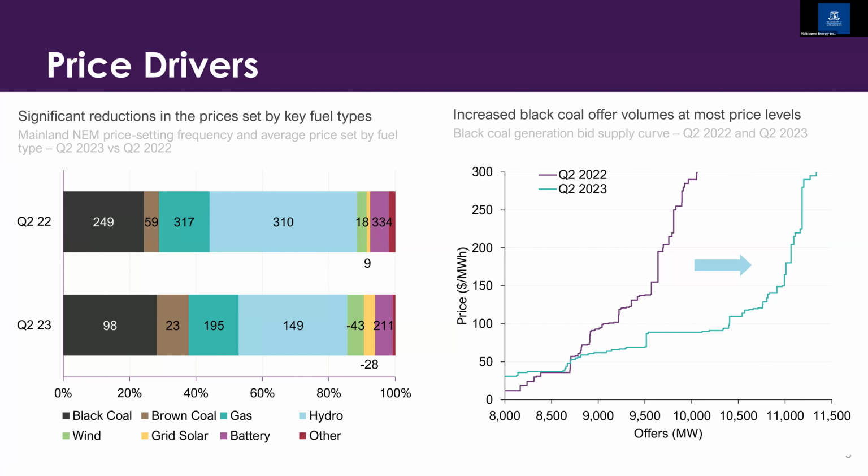because of AGL's retirement of Liddell units. The Liddell units retired in late April, and they often bid in significant volumes at minus $1,000, and that's been removed. But you can see that removal of Liddell has been more than offset by increases in availability elsewhere in the black coal fleet.